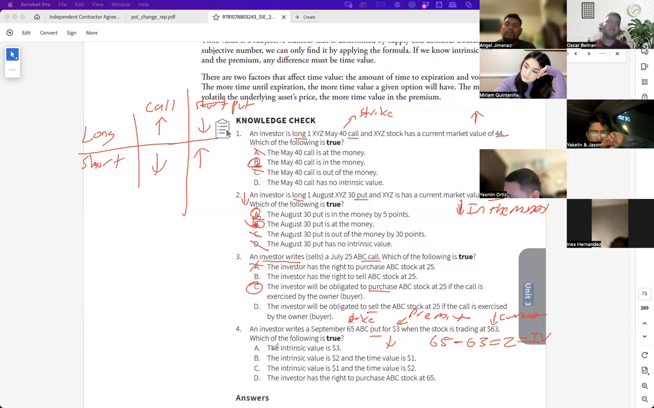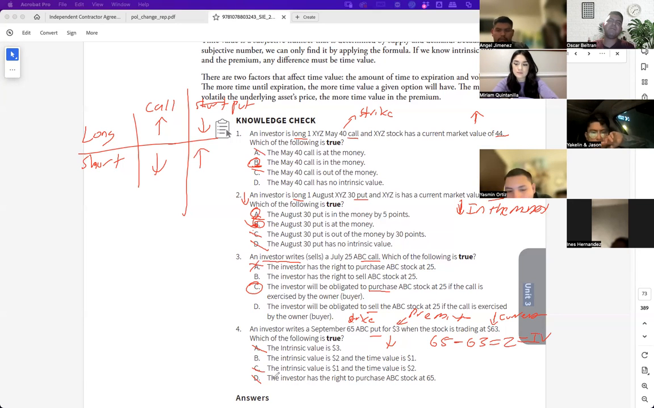Now, right here it says for A, the intrinsic value is 3. That's wrong. It's 2. The intrinsic value is 2, and the time value is 1. There's the little equation I showed you guys earlier. And right here it says the intrinsic value is 1. That's wrong. We're going to cut that out. And then D, the investor has the right to purchase ABC stock at 65. Does that make sense? No. So now you're like, oh, cool, it's B.